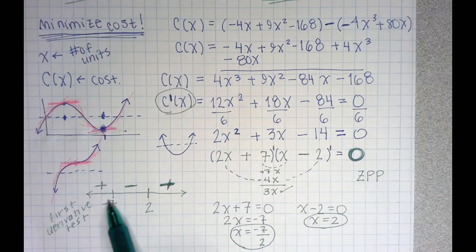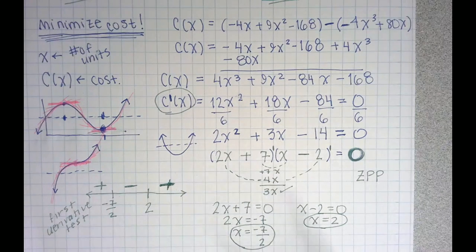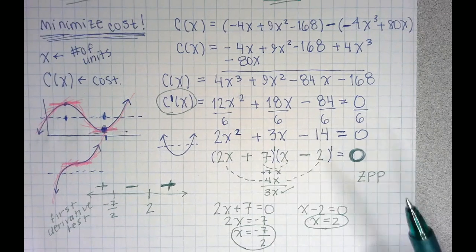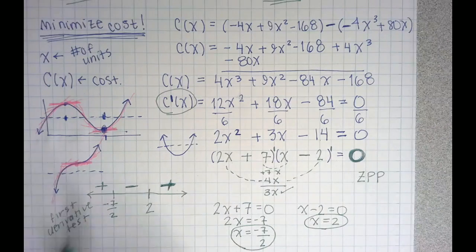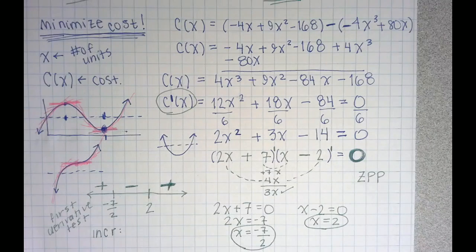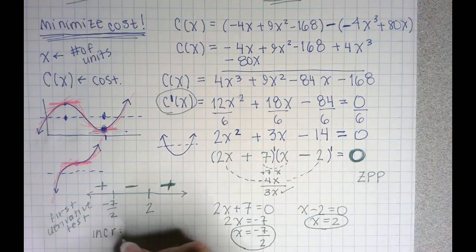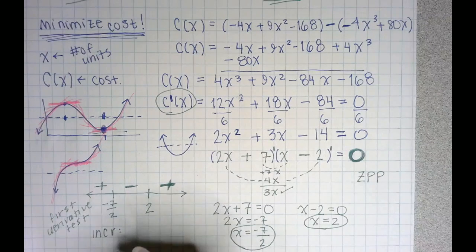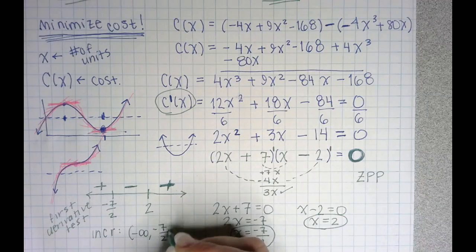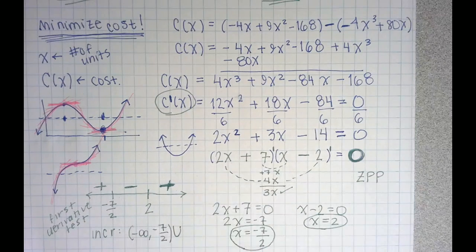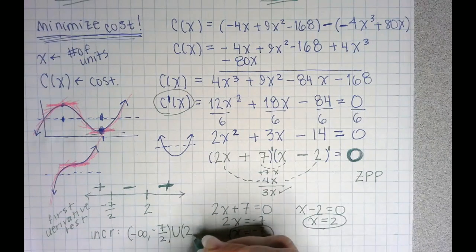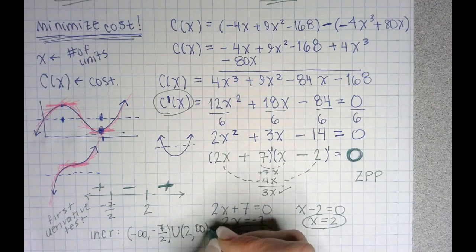And then here, -7/2 is -3.5. I'm going to do -4. 2 times -4 is -8 plus 7 is negative, and -4 minus anything is negative, and a negative times a negative is positive. So what does that tell me? My graph is increasing, or my cost is increasing until x equals -7/2. So you would say that from -infinity until -7/2, close parenthesis, a union symbol. When else is it increasing? From 2, with a parenthesis because it's not including those numbers, comma, infinity, close parenthesis.